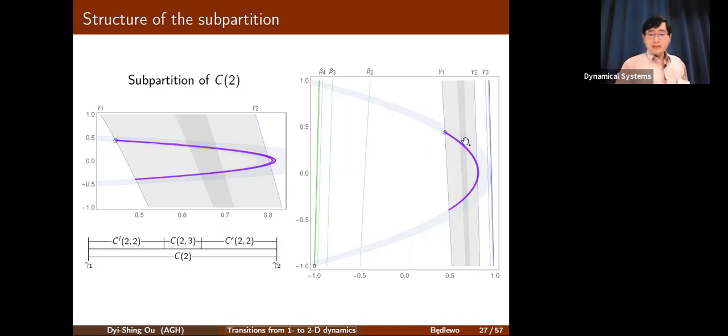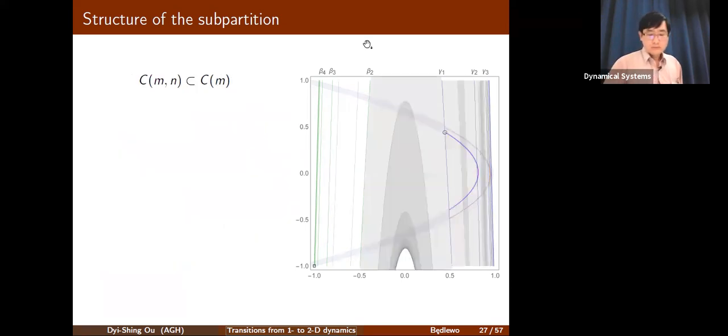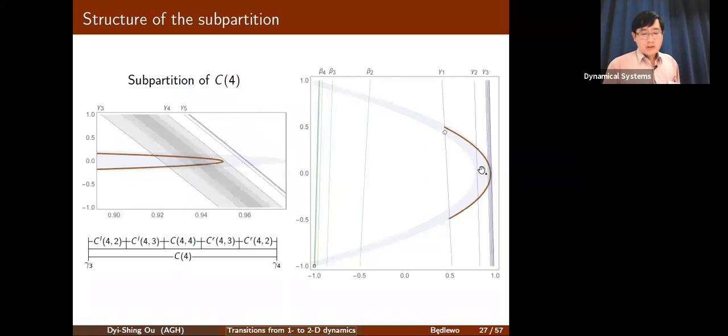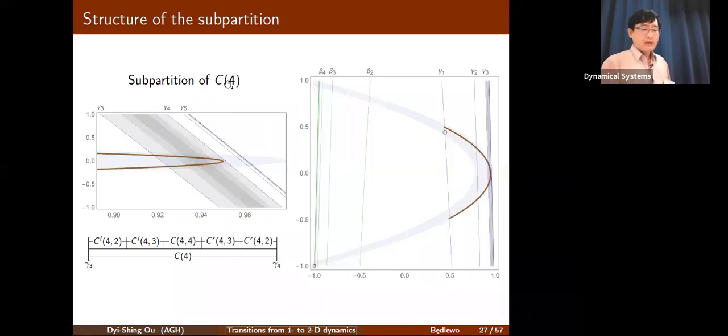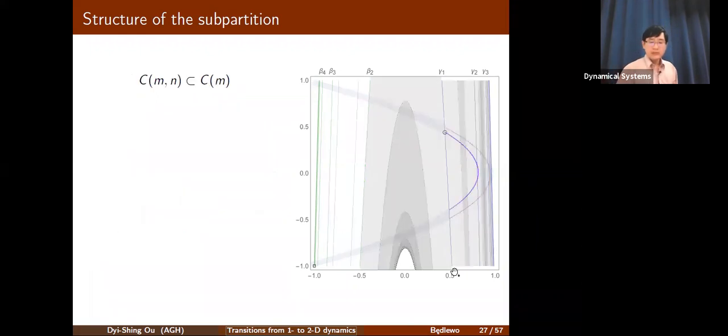As you can see, the image intersects C2 and splits it into two components, here and here. So you have C2-2 here, this and this. And the image intersects C3 only one time, so you have C2-3 here. This is the component C2-3, and this is the subpartition of C2. You can also define the subpartition for C3-4 and others. This is how it looks.